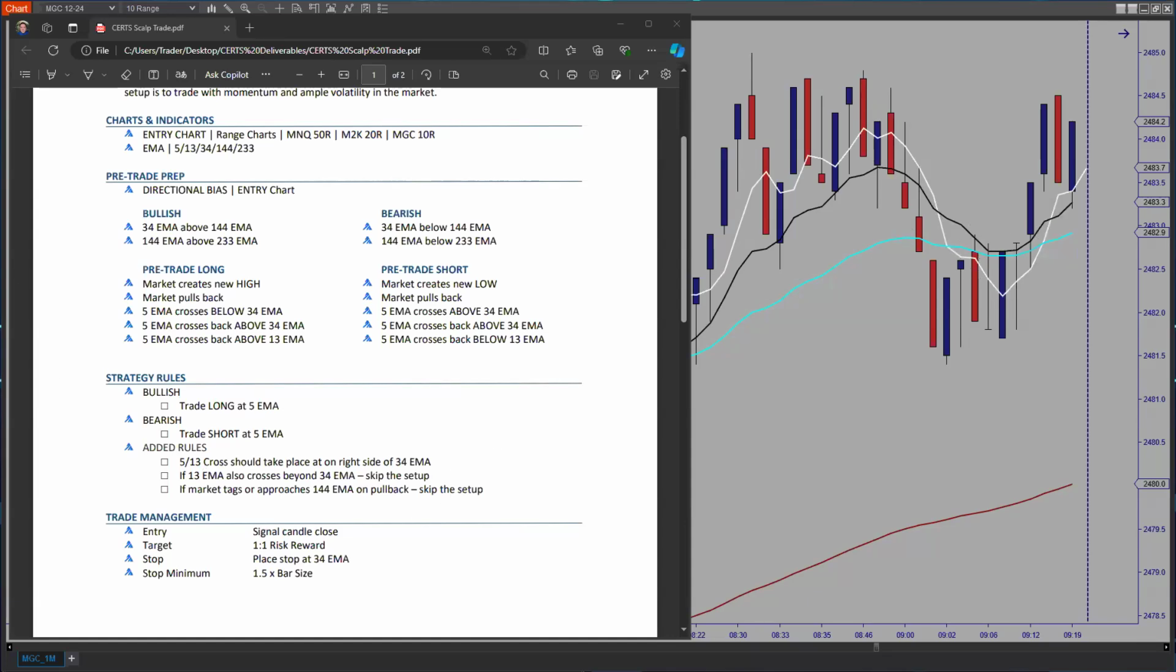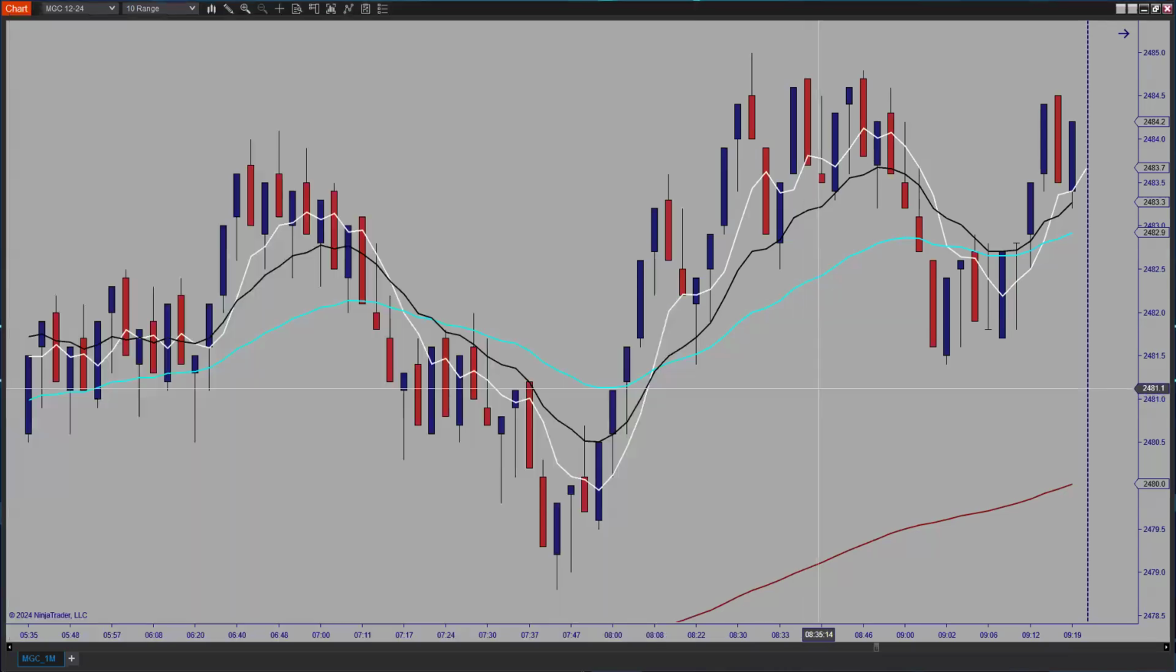If the market tags the 144, don't trade it. Why not? Because we have a trend trade for that. If the market's tagging the 144, we're not looking for this trade. We're looking for the trend trade. This is a different trade. But trust me, they do hit. And when they hit, they can give you a lot of follow through.